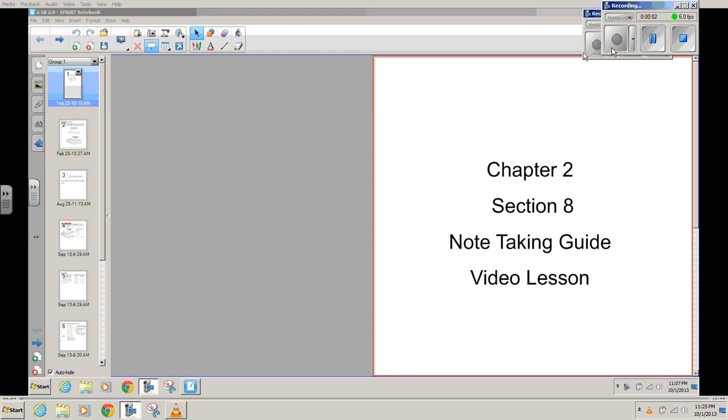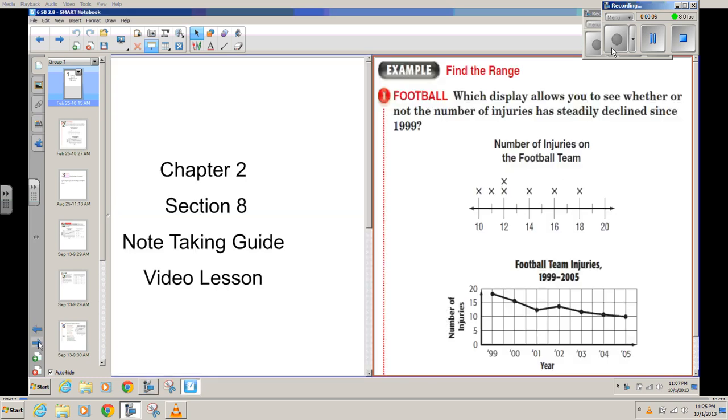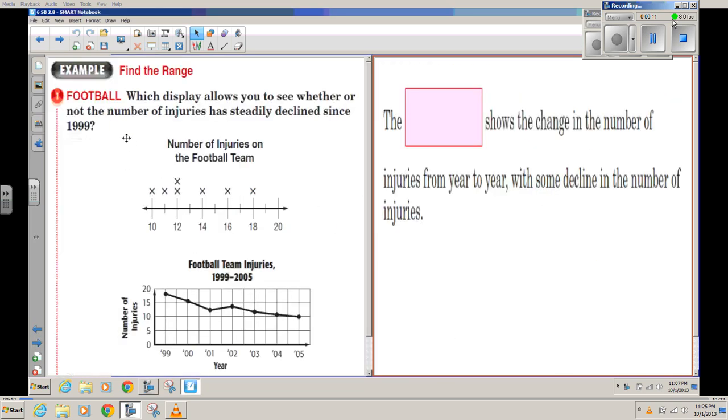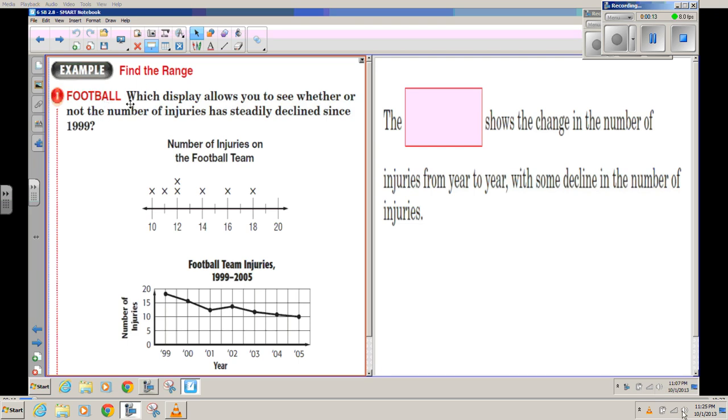Chapter 2, Section 8, selecting an appropriate display. Let's take a look at that. First example of your note-taking guide. Football. Which display allows you to see whether or not the number of injuries has steadily declined since 1999?